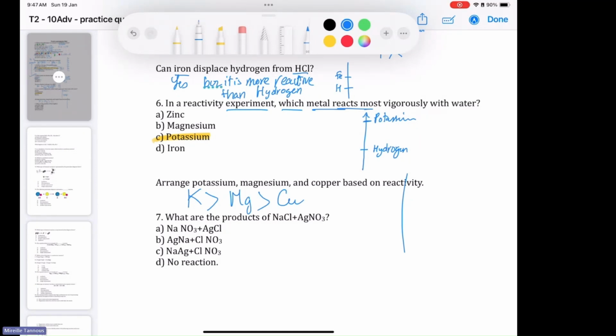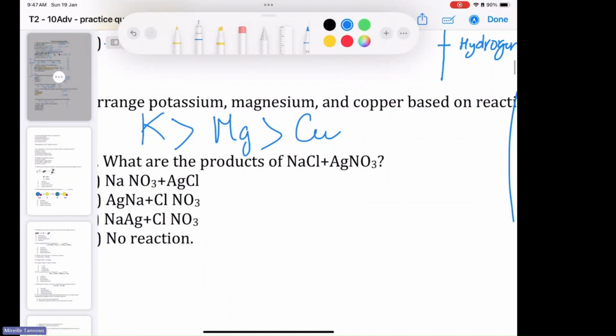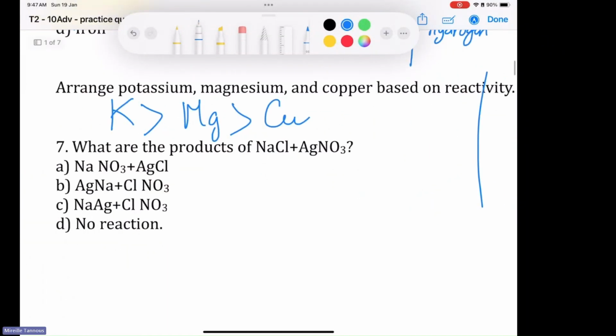What are the products of NaCl reacting with AgNO3? So these questions we will practice more in the coming week. So this is a double displacement reaction. And as I said, in the double displacement reaction, the positive ion in the first compound will replace the positive ion in the second compound.